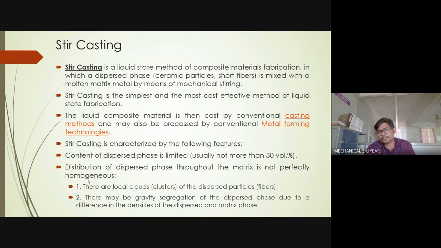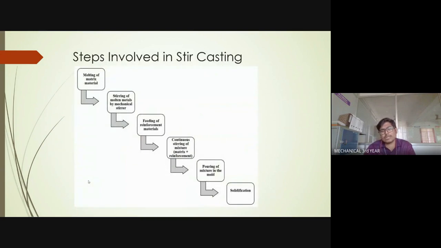Okay, so let us try to understand with the help of this particular diagram. This is a flow chart of what happens in the case of stir casting. So first thing is melting of matrix material. First you have to melt the matrix material. So what does it mean? Here you are going to use the matrix material in the solid state. That solid state has to be converted into liquid. So melting of matrix material means that the solid material has to be converted into liquid state.